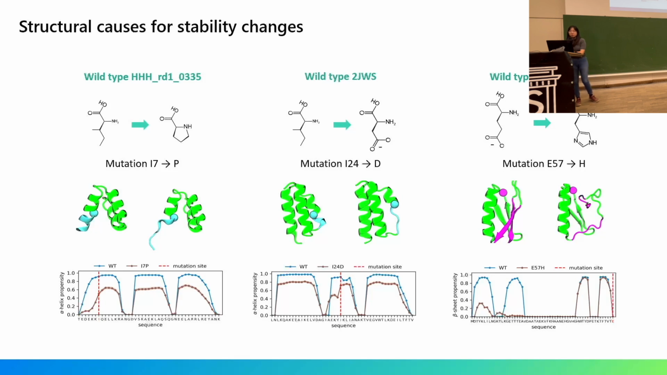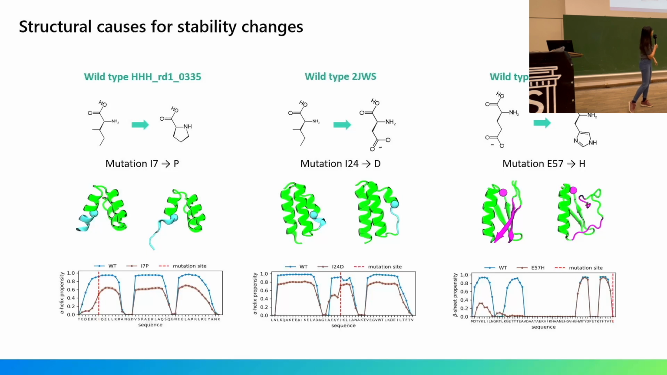So for example, here we show 3 proteins, and the single mutations are labeled as the ball there, and you can see that upon single mutation, the protein structures have basically partially unfolded for different reasons. So for example, in the middle one, a neutral amino acid was replaced with a negatively charged amino acid. So part of the helix got unfolded.